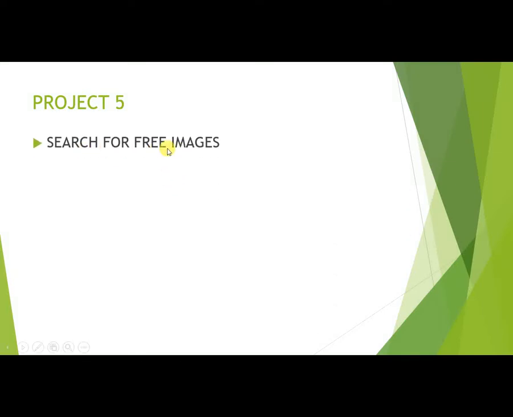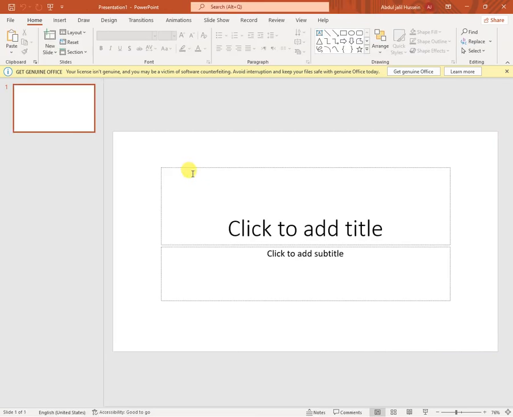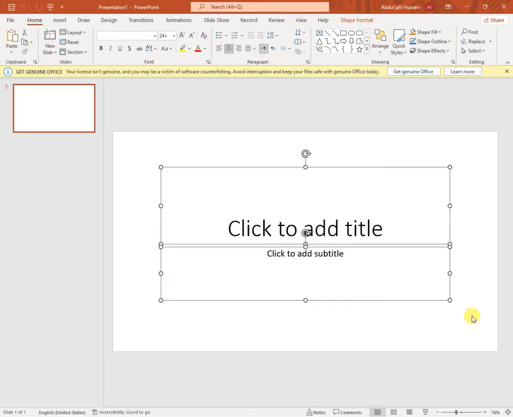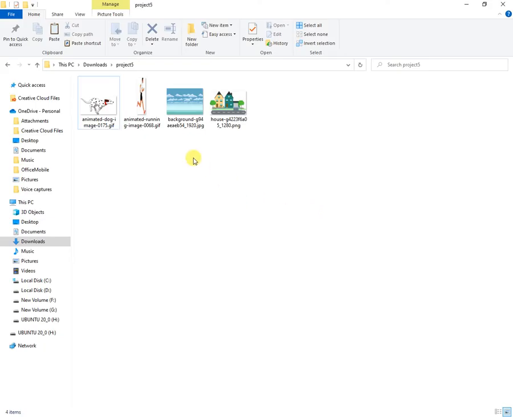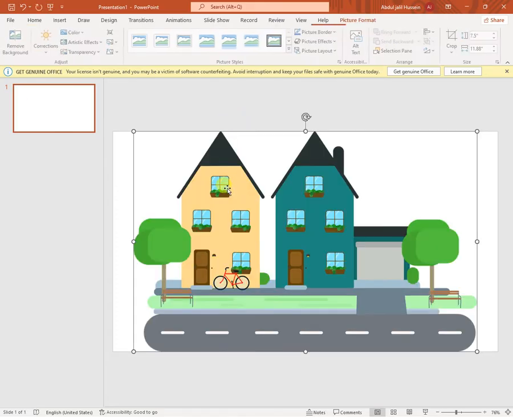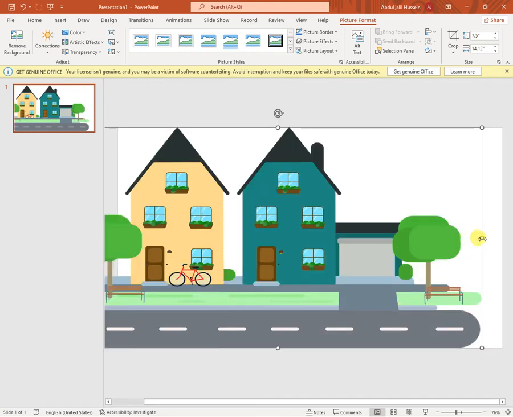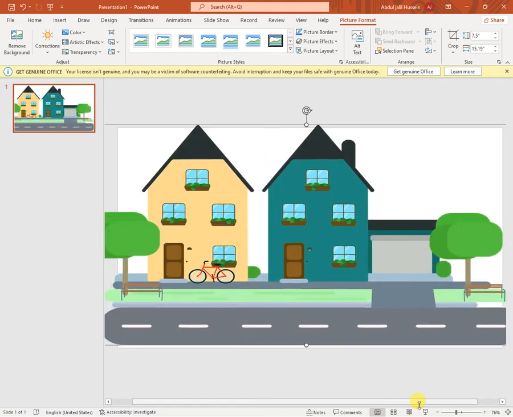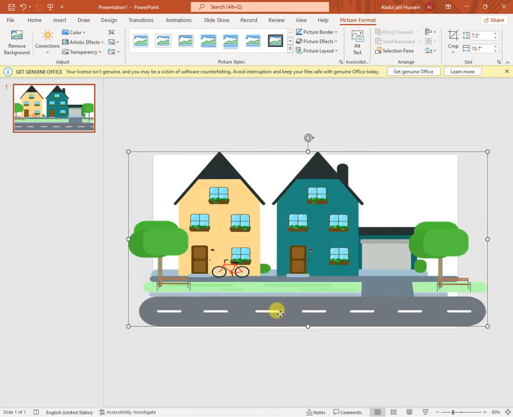Let's search. We finish searching for the free images. Now let's create animated images. Okay, now clear it, and let's bring our images. First one, this, just like the previous exercise, enlarge it. Okay, zoom out so you can see, you can enlarge it well.